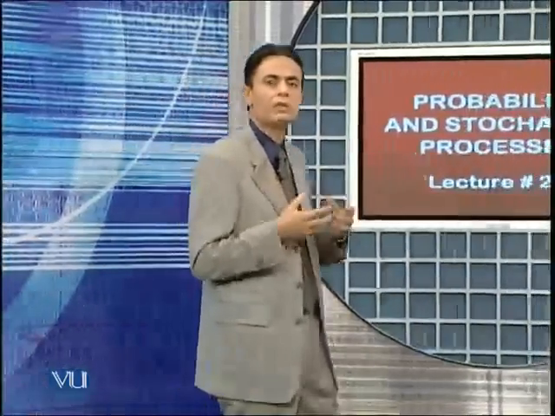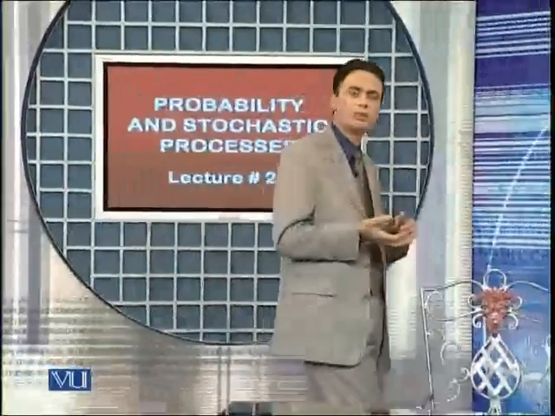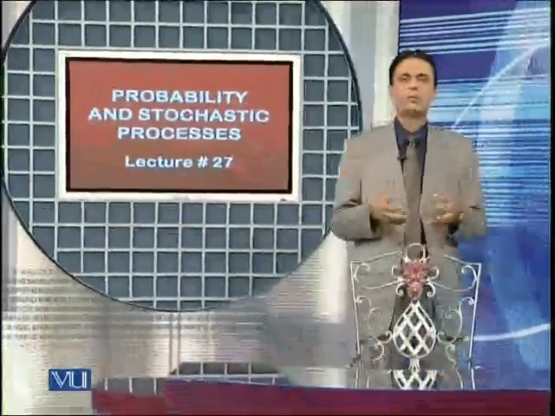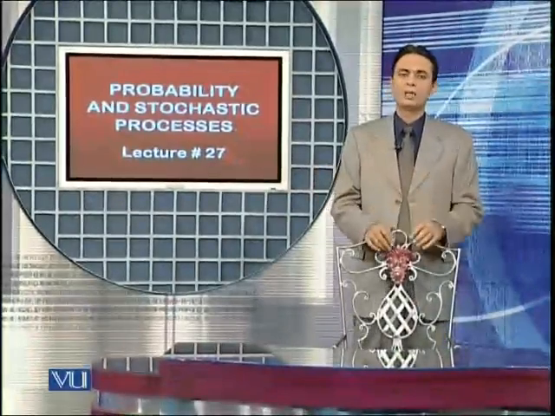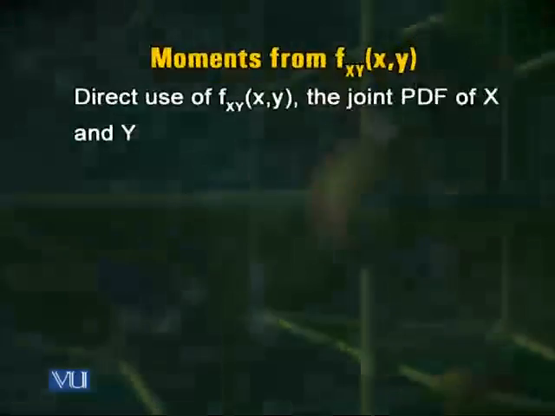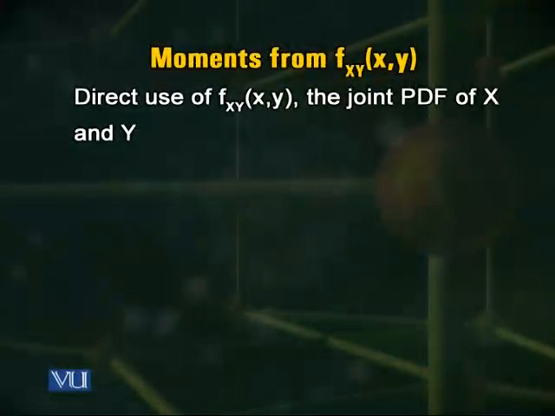If we are working with a pair of underlying random variables and we know their joint PDF, then we can use that joint PDF to find the mean and variance and other moments of random variables derived from that pair of underlying random variables. Suppose we are working with two underlying random variables x and y, and we know their joint PDF f_XY(x, y).